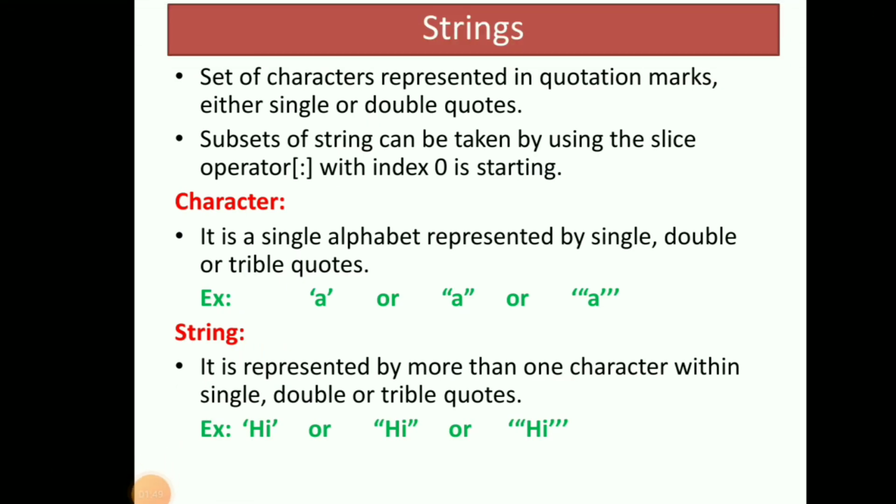Next data type is string. A set of characters represented in quotation marks, either single or double quotation, is a string. A sequence of characters is called a string. A subset of a string can be taken by using the slice operator colon with the index value starting with 0. For example, a character is represented by either single, double or triple quotation. A string can be represented by more than one character within single or double or triple quotes. For example, hi can be represented by single or double or triple quotation.